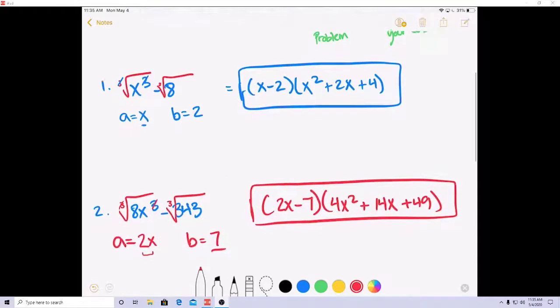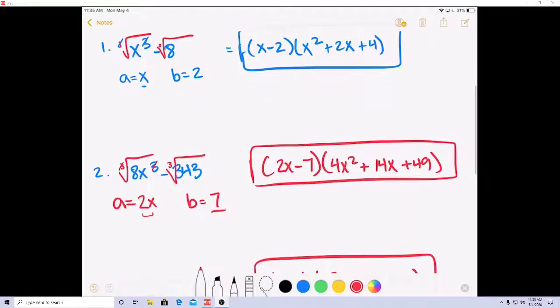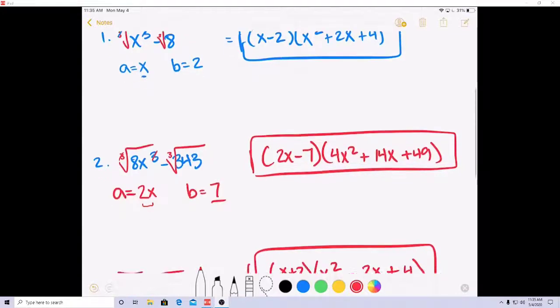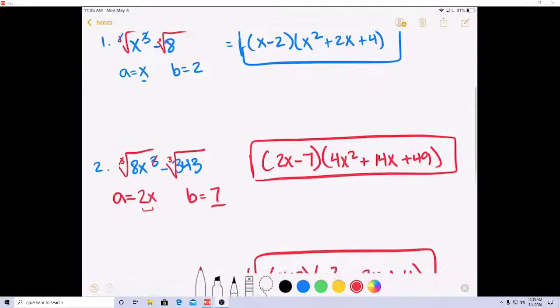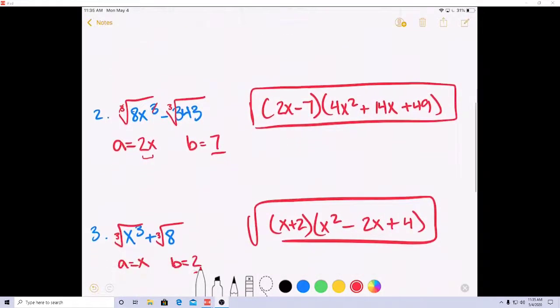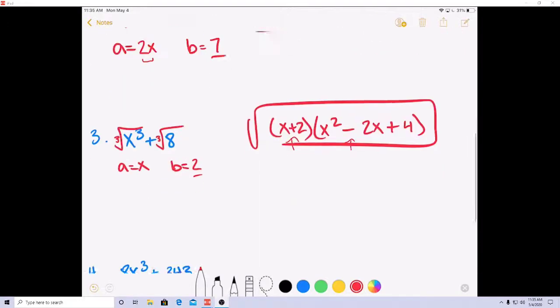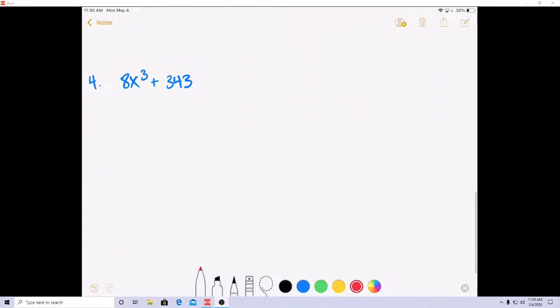So very similar to the first one we got, because it is technically almost the same problem. I just changed it from difference to sum. So it looks pretty similar. Just make sure that you're paying attention to this sign and this sign, depending on if you're doing sum or difference of cubes.